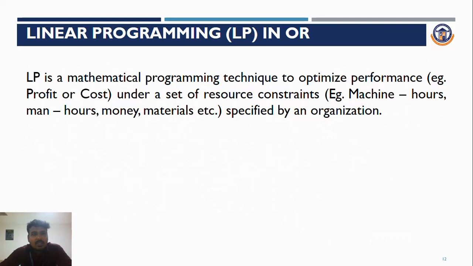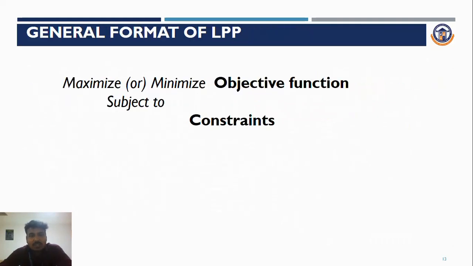Then how does linear programming play a role in OR? LP is a mathematical programming technique to optimize performance, profit or cost under a set of resource constraints. So in linear programming problems, for example, machine hours, man hours, money and material are specified by an organization. In this organization, we convert these types of constraints into the linear programming model. Then finally, we apply techniques like the simplex method or graphical method to find the solution for the industry. Then this is the general format of the linear programming problem.